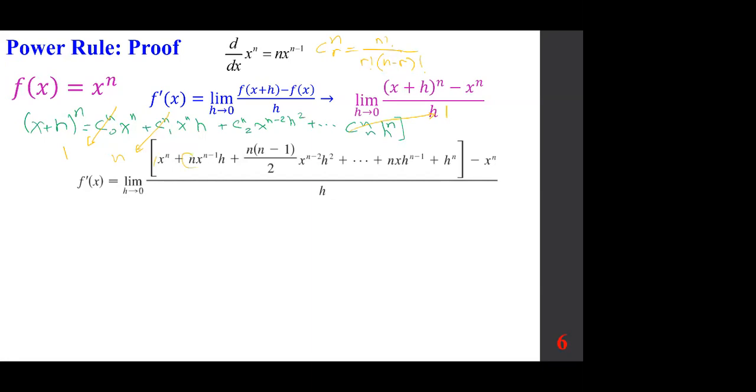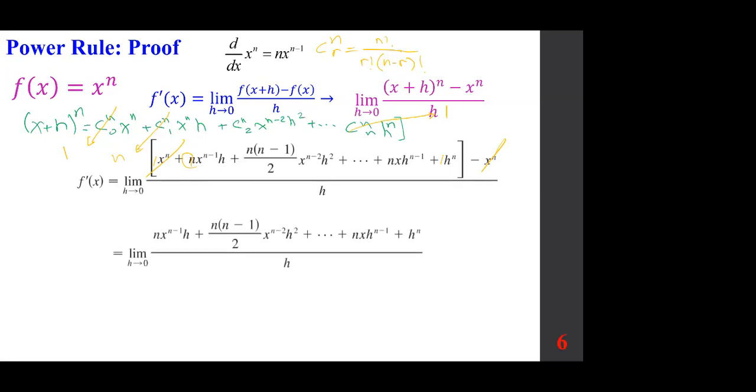You see that? We have n here. Do you see that? We have 1 here. And so x to the power of n minus x to the power of n cancel each other. We write the rest of it. Now, I hope you realize everything in the numerator has h. So we're going to divide everything by h. This one, h goes away. This one gets h to the power of 1.